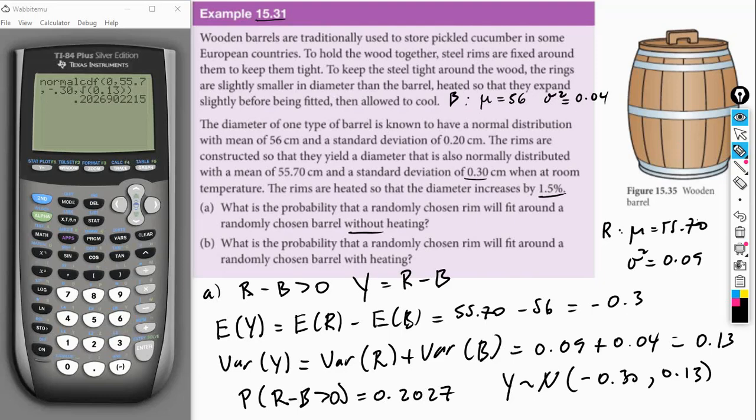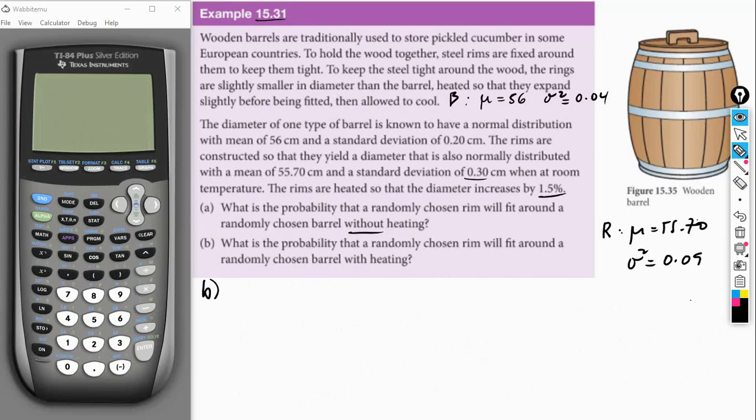So now let's work on part B. So for part B, it says, what is the probability that a randomly chosen rim will fit around a randomly chosen barrel with heating? So notice that here we would have to define a different variable. Now, this one would be equal to a 1.5% increase with the heating for the rim. So that means 1.015 times R. And we would have to subtract from this the barrel, the diameter of the barrel.